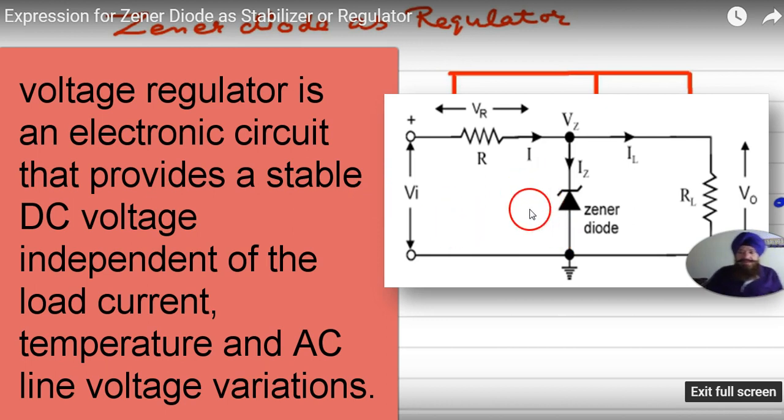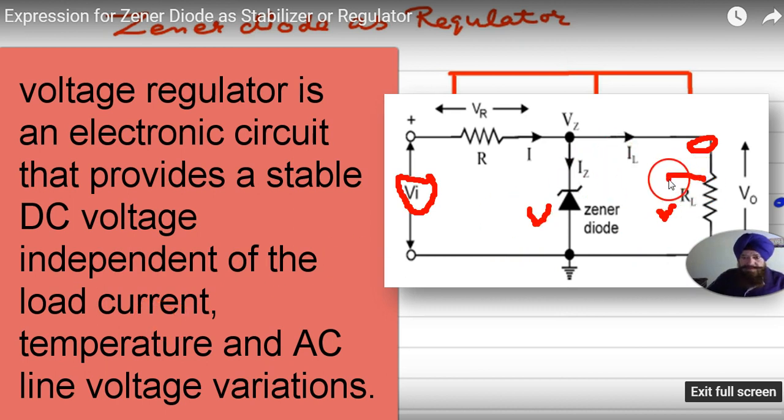Like this is a Zener diode, and here is a load resistance. Load resistance means the appliances which are connected across the Zener. And here is the input voltage. Now the Zener diode gives us here the constant voltage, stable DC voltage, independent of the load current.